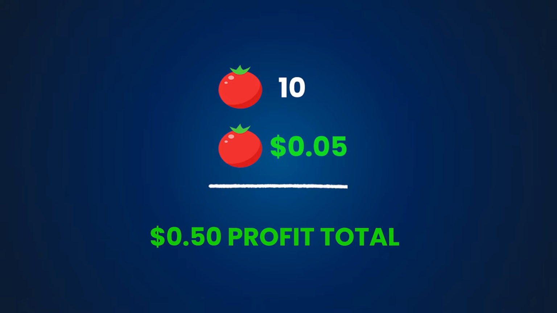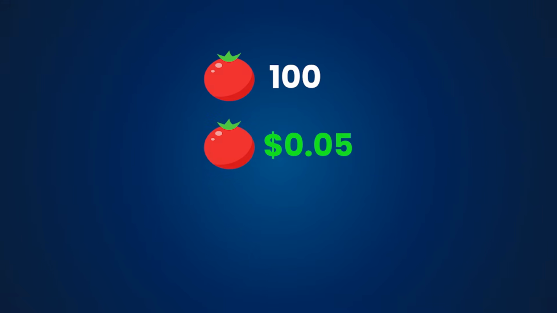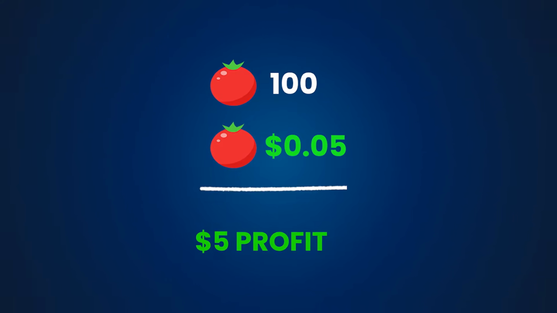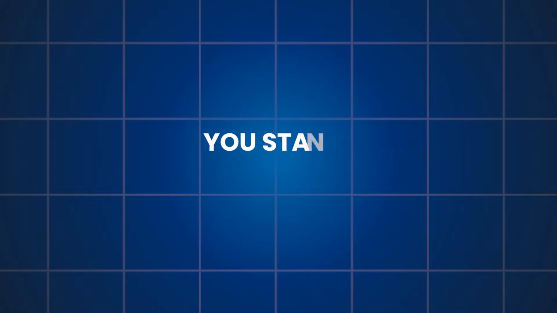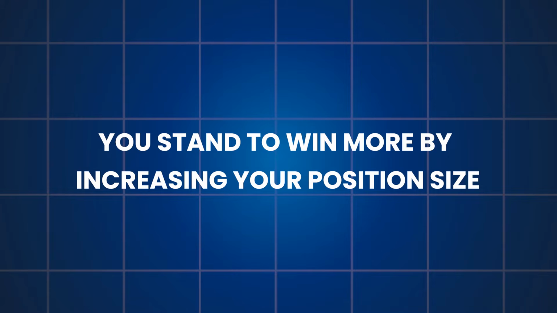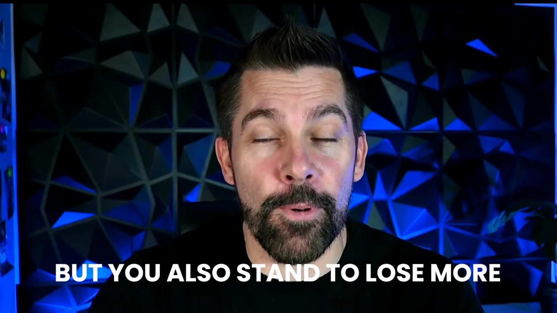Now, how do you make more profit? Simple. You buy more tomatoes in the beginning, so you're holding more tomatoes. Tomatoes is your position size. So if you buy 100 tomatoes at that price and then sell all 100 at that 5 cents profit per tomato, you're now looking at $5 profit instead of just the 50 cents. It's exactly the same profit per tomato, but because you held more, you can make more profit. But you also stand to lose more, which is very important to remember.